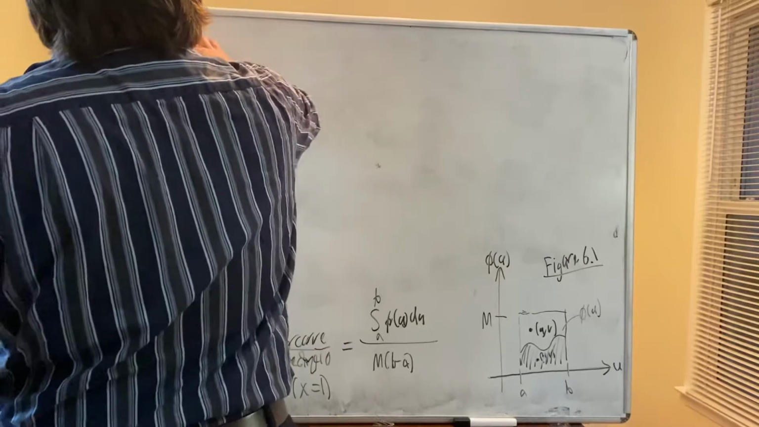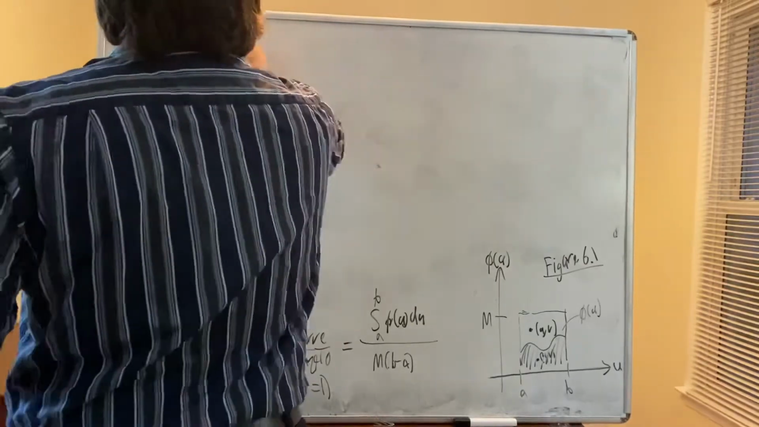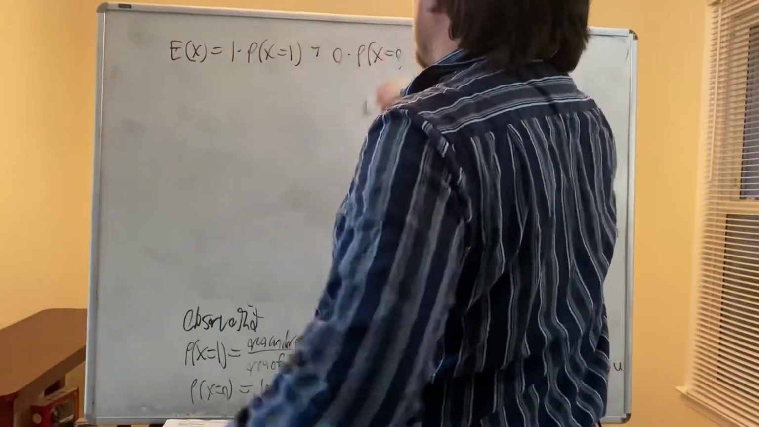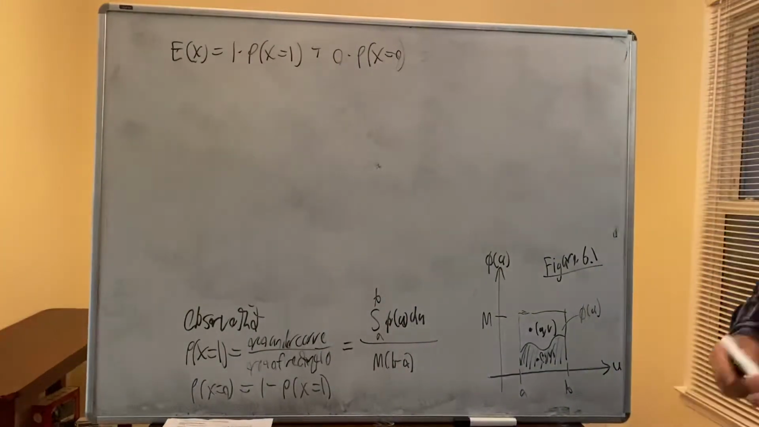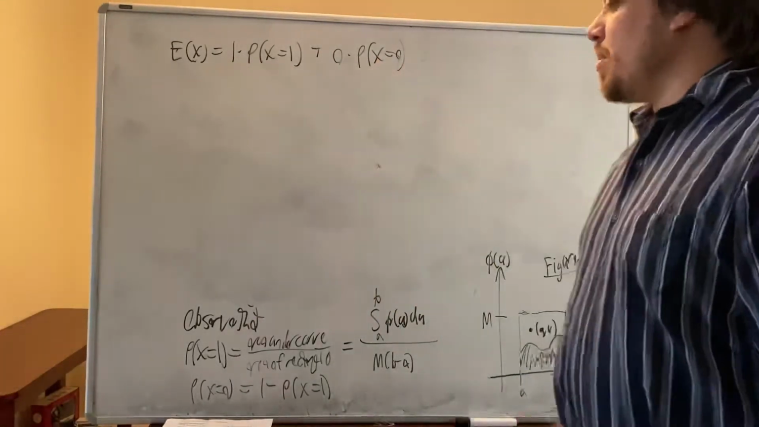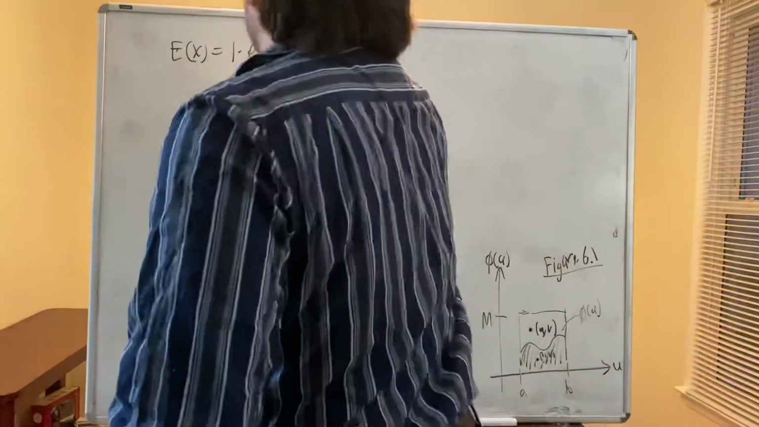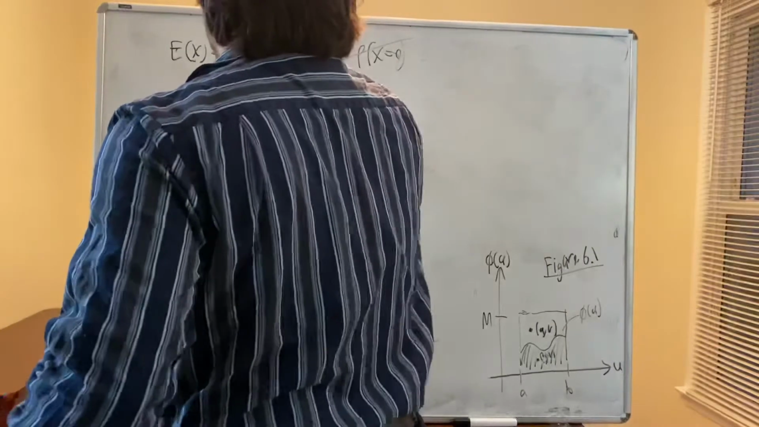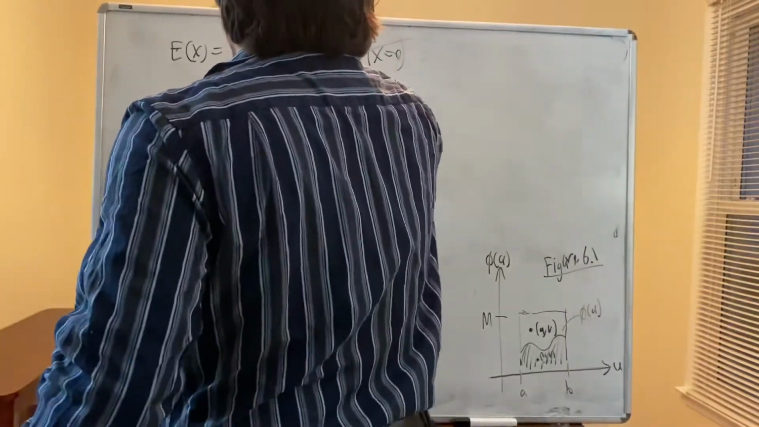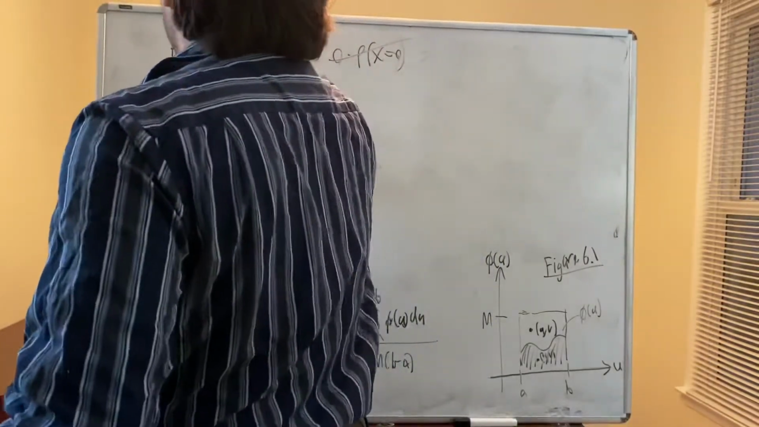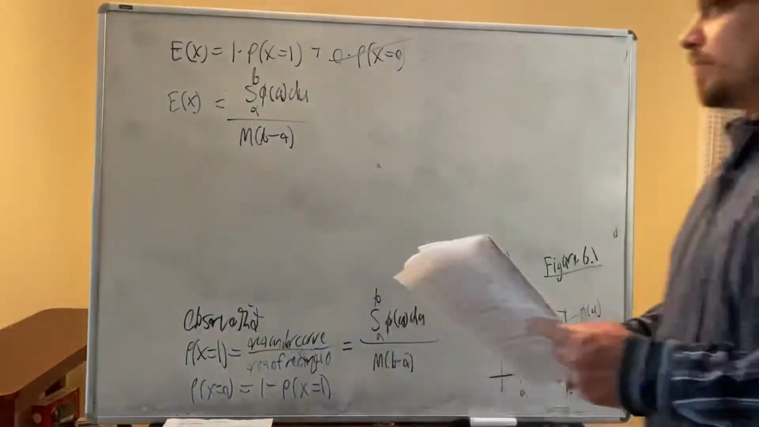So the expected value of x is equal to 1 times the probability x equals 1 plus 0 times the probability x equals 0. It's the sum over all possible values of x times f of x. Since the second term is 0, that product goes away. The probability x equals 1 is that definite integral divided by capital M times (b minus a). That's E of x, so E of x is equal to that fraction.